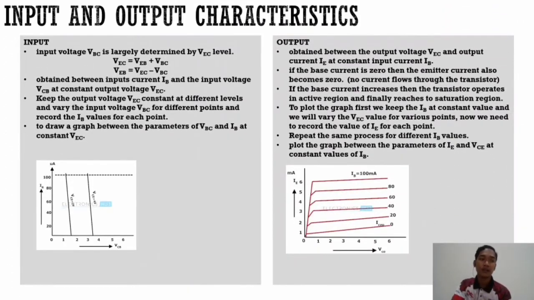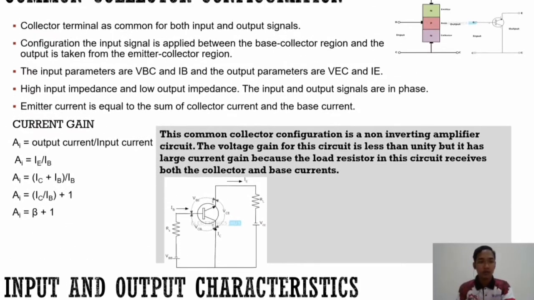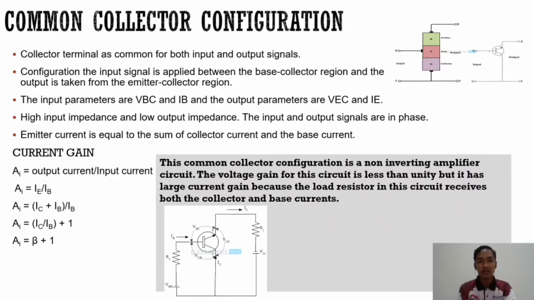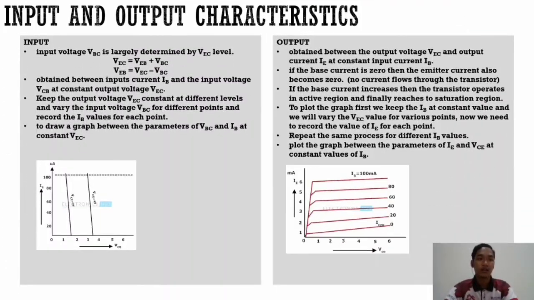Okay, meanwhile, this is the input and output characteristic for the common collector configuration. For the input voltage, I need to determine it by formula, obtained between the input current and the input voltage at constant voltage.